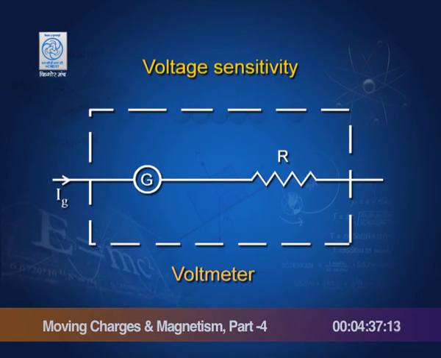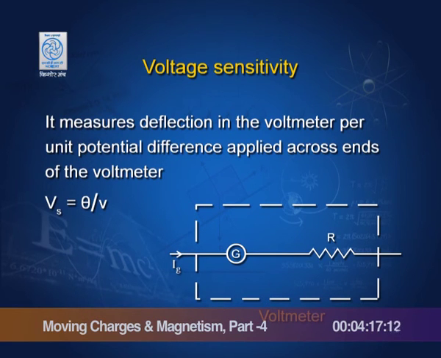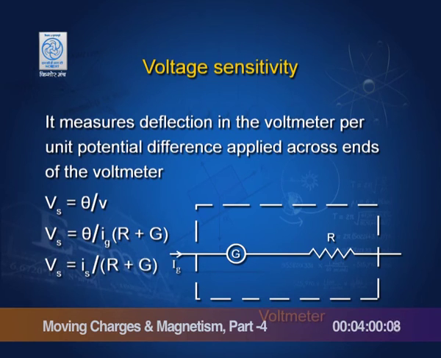Voltage sensitivity. It measures the deflection in the voltmeter per unit potential difference applied across the ends of the voltmeter. If theta is the deflection in the voltmeter when a potential difference V is applied across its terminals, then voltage sensitivity Vs is equal to theta upon V. Substituting the value of V, we get Vs equals theta divided by Ig into (R plus G). As we know, theta upon Ig is current sensitivity. So, Vs is equal to Is divided by (R plus G).